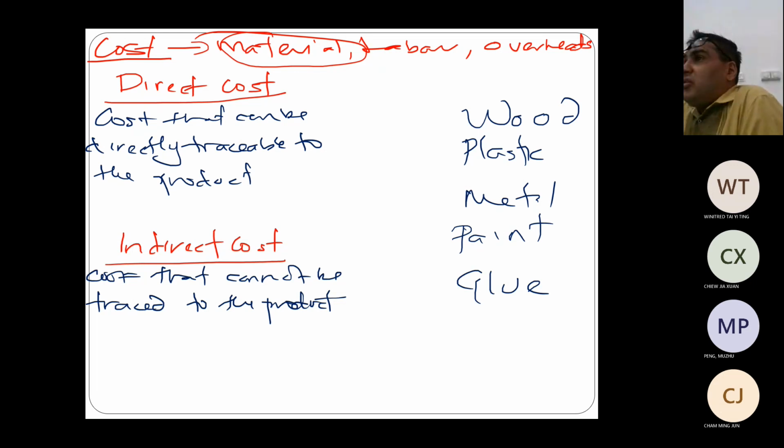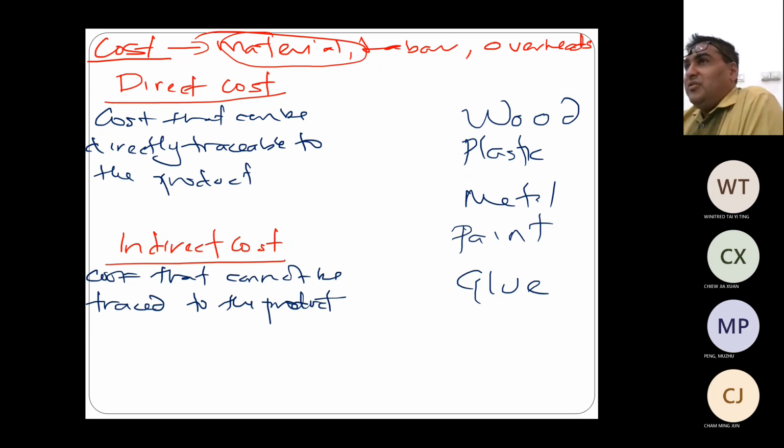Now, out of this cost that I've listed there, wood, plastic, metal, paint, and glue, which one is direct and which one is indirect? Now, look at my example. To do one table, I need to use 3 meters of wood. And each meter costs me 5 ringgit. Now tell me, how much is the cost of wood per table?